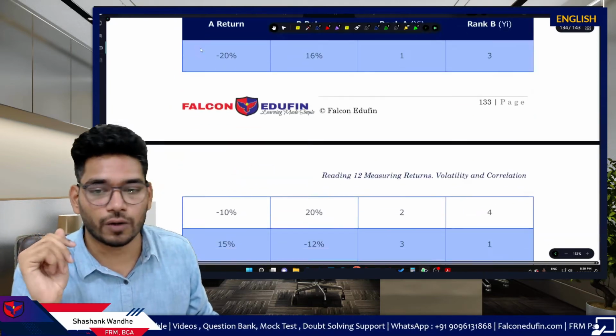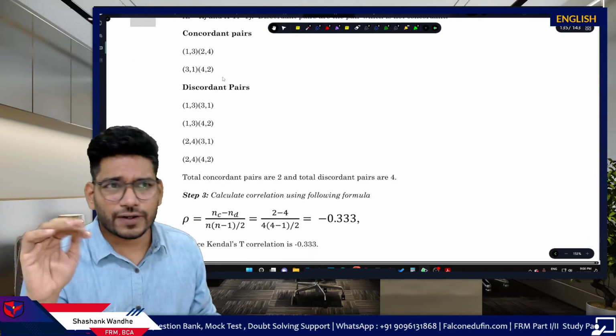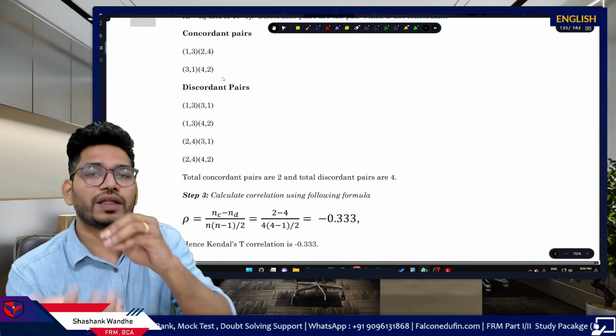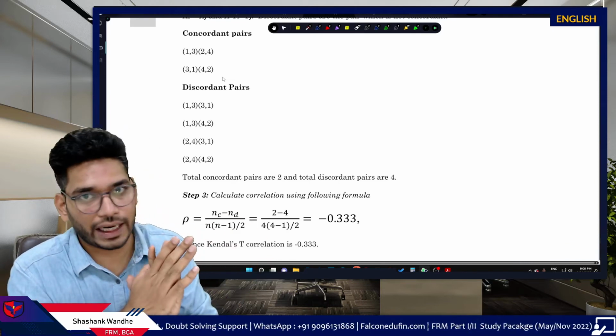Now in Kendall's tau, there is a possibility. Now what is the possibility here? First, you might get a question where you are already provided with the number of concordant pairs and discordant pairs, and you have to simply calculate the Kendall's tau correlation.